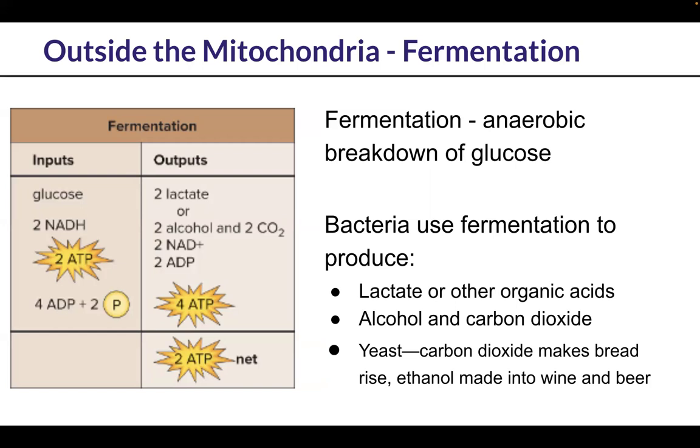And in that process, we end up with the byproduct or waste product of the alcohol, which was our electron acceptor, and carbon dioxide from breaking down the glucose. But we're able to produce some ATP as well. So we're able to produce 2 ATP. Because remember, we had used 2 ATP previously, but then we make more ATP in the process of fermentation. So we actually end up with a net gain.